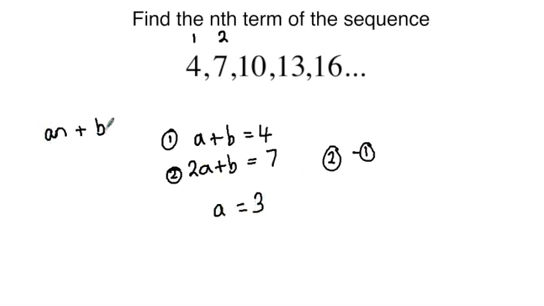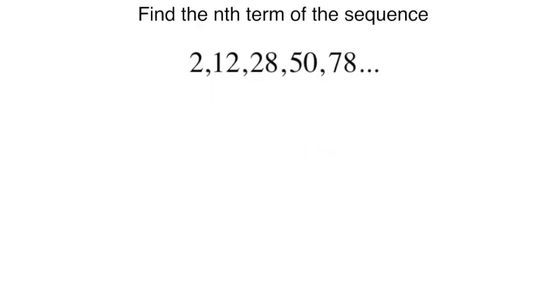So going back to my general formula here, I've got 3n plus b. So now I just need to work out the value of b. Well, if I substitute back into this initial equation, we've got that 3 plus b equals 4. Therefore, b must be 1. So the answer, again, exactly the same as before, gives us 3n plus 1. So that's two different methods of working out the nth term of a linear sequence.